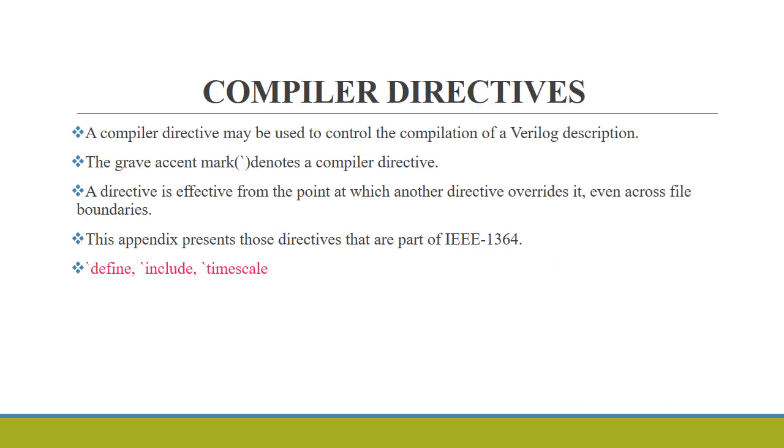Compiler directives. A compiler directive may be used to control the compilation of a Verilog description. The grave accent mark denotes a compiler directive. A directive is effective from the point at which another directive overrides it, even across file boundaries. This appendix presents those directives that are part of IEEE 1364: define, include, timescale.